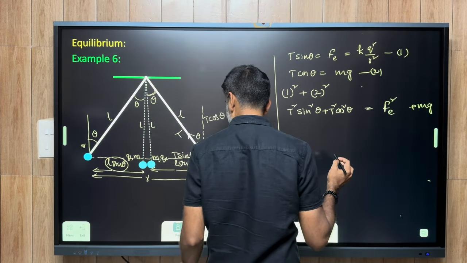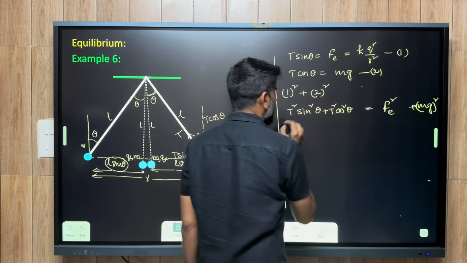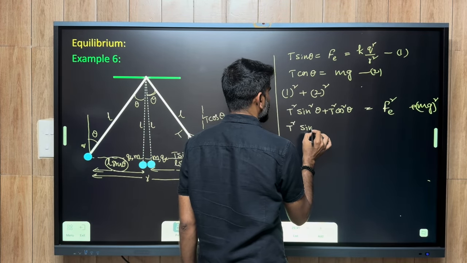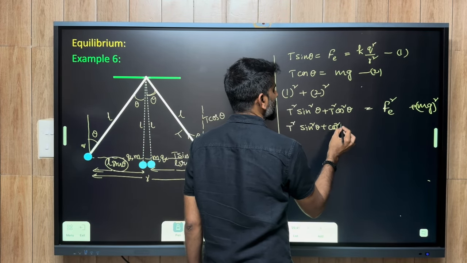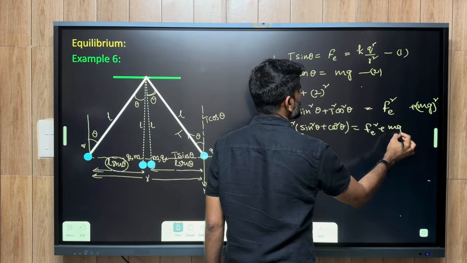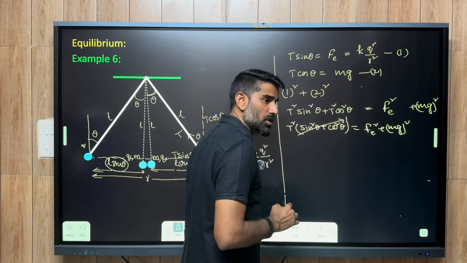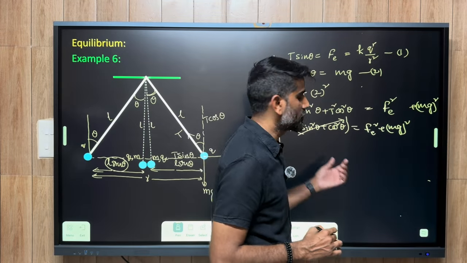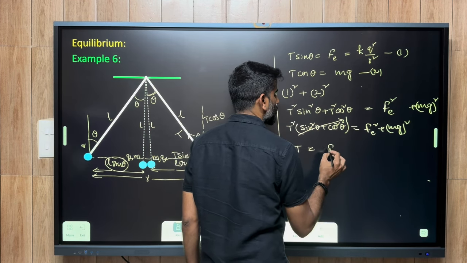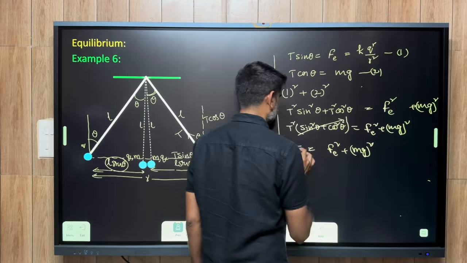mg whole square, right? Now, if I take t square common, I'll get t square is equal to sine square theta plus cos square theta into Fe square plus mg whole square. Now, sine square theta plus cos square theta is equal to 1. So what I am getting is t square is equal to Fe square plus mg whole square.